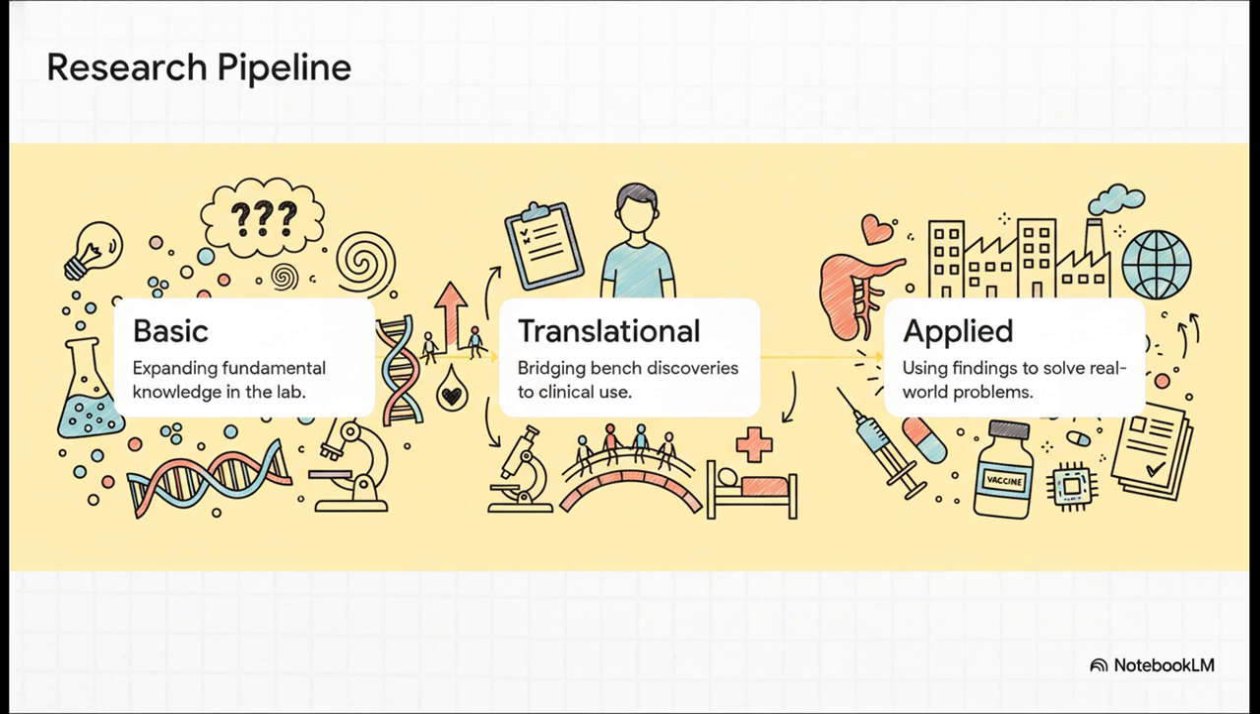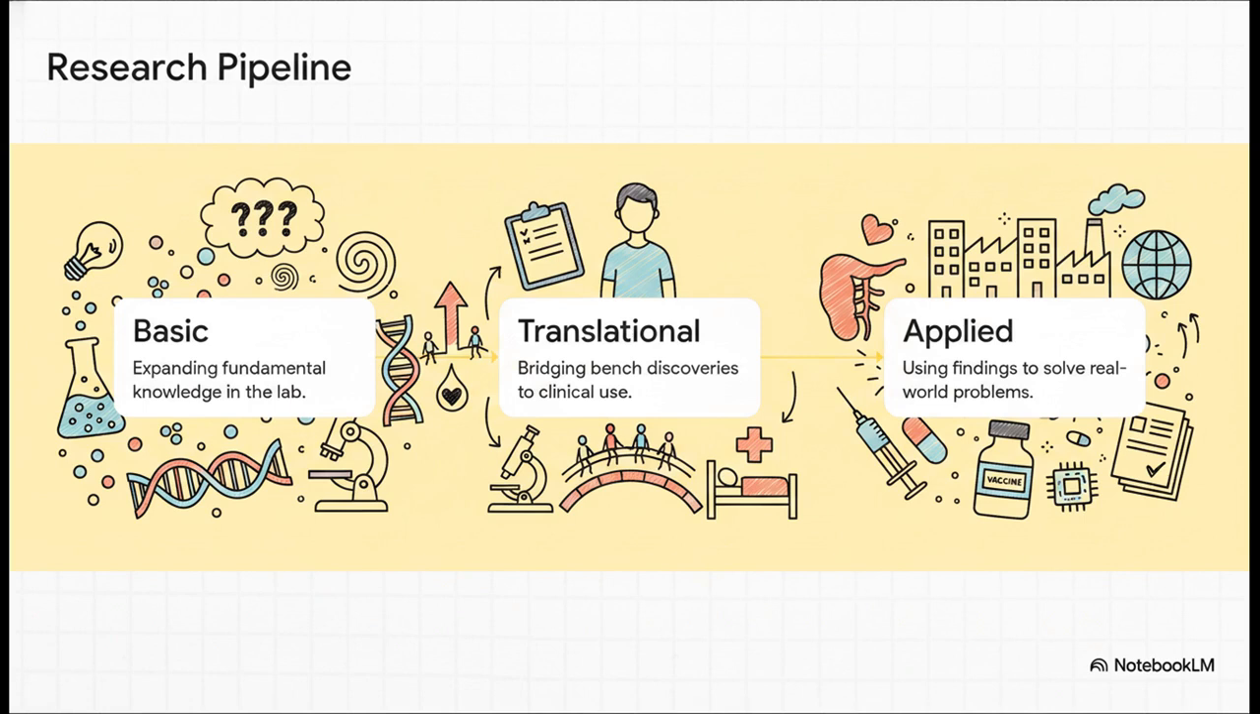Step 1 is basic research. Some people call it fundamental or pure research. This happens in the lab. The goal is strictly to expand general knowledge and figure out fundamental principles. There's no immediate practical application. It's like studying exactly how a specific gene influences cell growth.